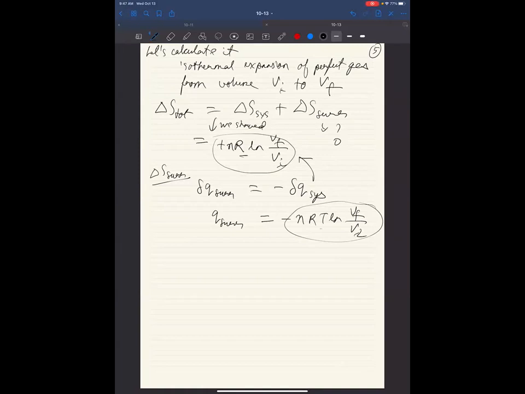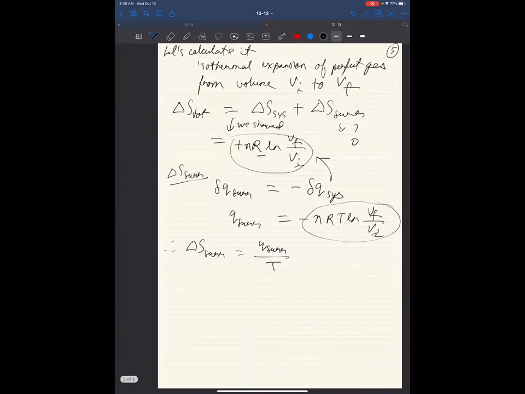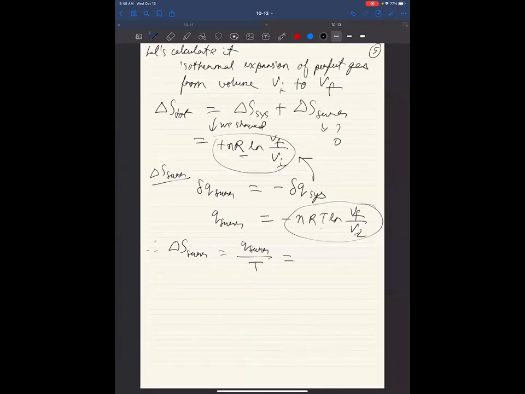So now we can calculate delta S surrounding. What is delta S surrounding? That is Q surrounding divided by temperature. And why do I not have to care about whether this is reversible or irreversible? Due to this argument over here, right? Because the environment was either a constant pressure or a constant volume process. So I don't have to worry what happened to the environment or the surrounding. So this is going to be minus nR ln VF by VI.